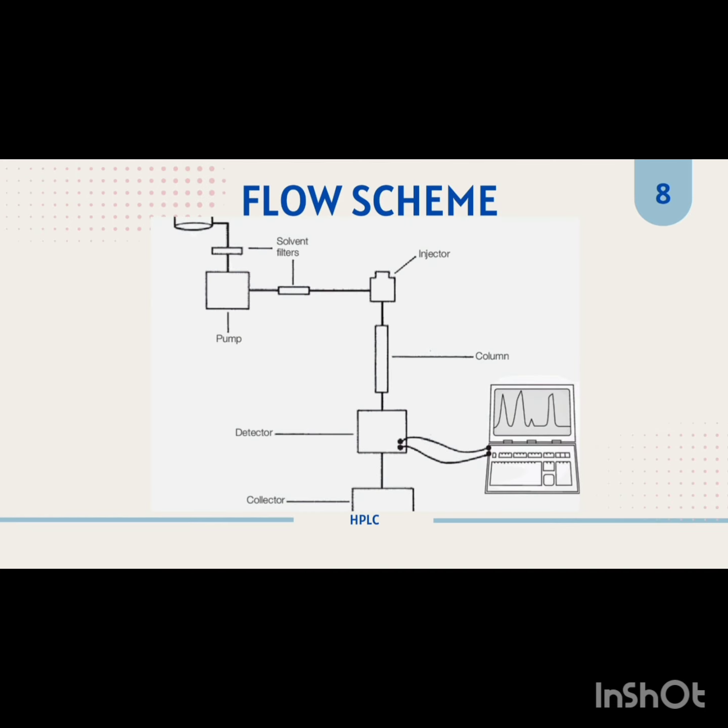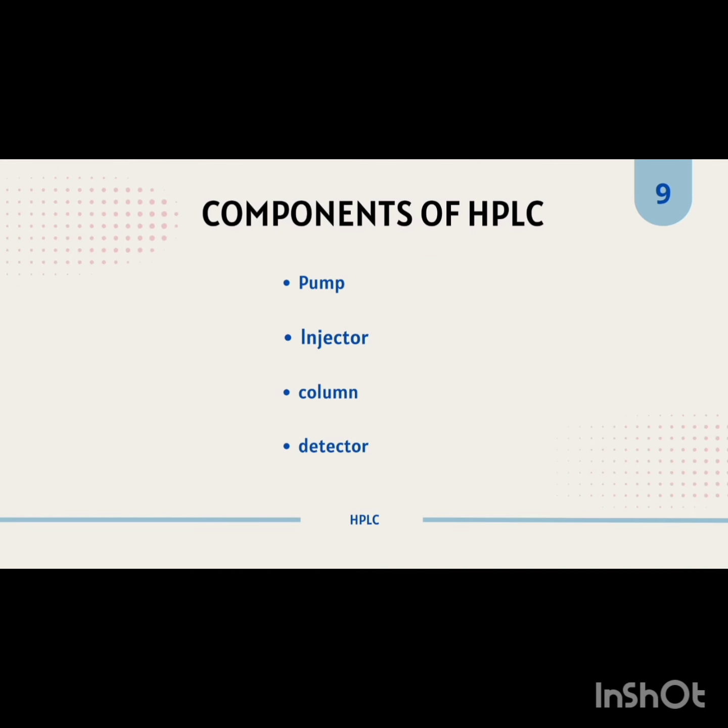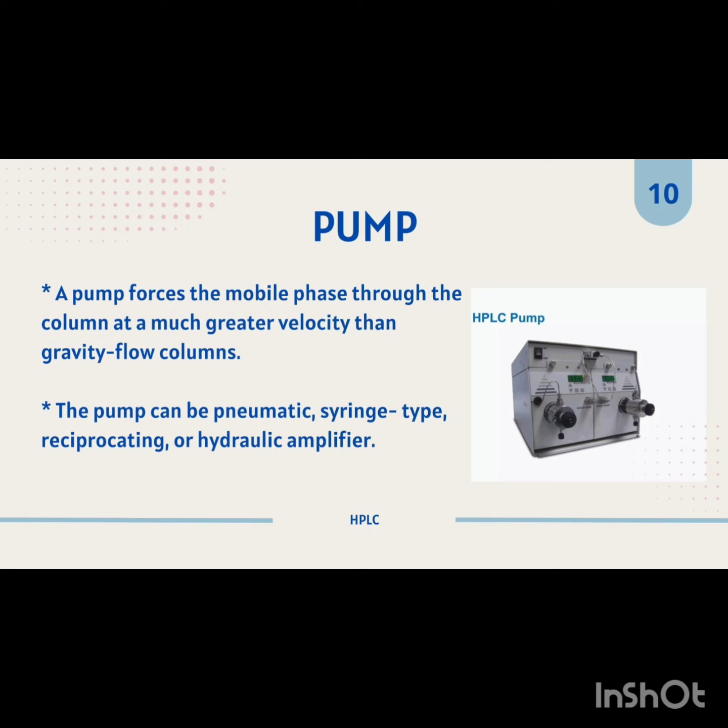Flow scheme. Components of HPLC: pump, injector, column, detector. Pump. A pump forces the mobile phase through the column at a much greater velocity than gravity flow columns. The pump can be pneumatic, syringe type, reciprocating, or hydraulic amplifier.